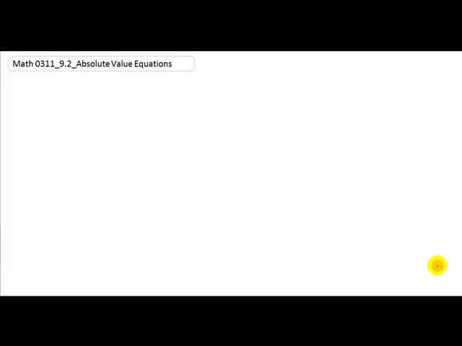Here we have 9.2 absolute value equations. We want to remember that anything that is in the absolute value bars will be simplified to equal a positive number. So whether we start with a positive number or if we start with a negative number inside, when we simplify that, it becomes a positive number.